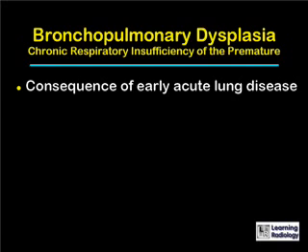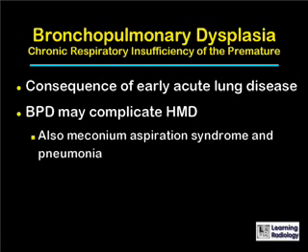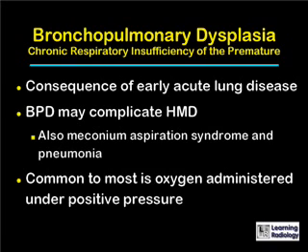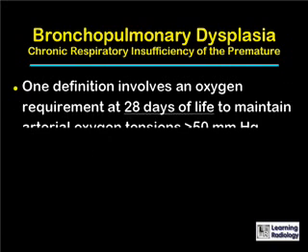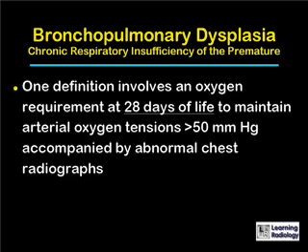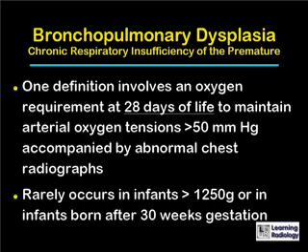Bronchopulmonary dysplasia is a consequence of early acute lung disease. It can complicate hyaline membrane disease, but it can also be seen with meconium aspiration syndrome and neonatal pneumonia. Common to most of these is the administration of oxygen under positive pressure. There is some controversy as to the definition of bronchopulmonary dysplasia. One definition involves an oxygen requirement at 28 days of life to maintain an arterial oxygen tension greater than 50 millimeters of mercury, accompanied by abnormal chest radiographs.